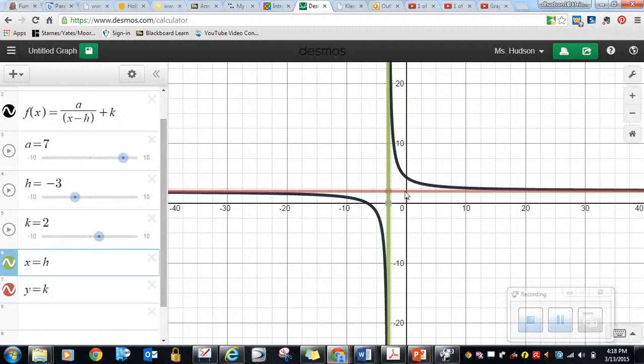The range, all of our y values, we can have any y we want except for this asymptote right here, and that y value is y equals 2. So you would say your range is all real numbers, y not equal to 2.